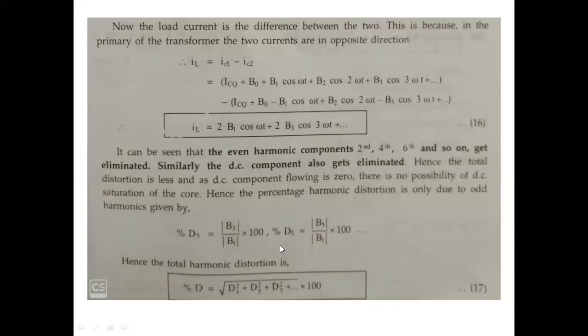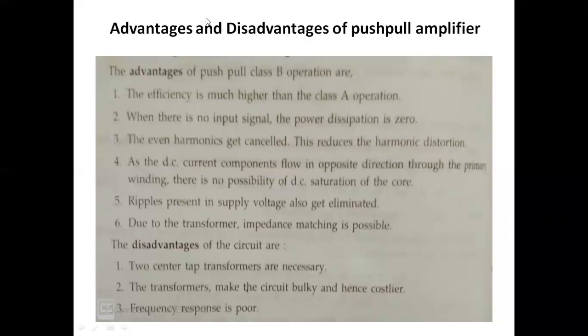That means we have only distortions due to odd harmonics, that is B3, B5, B7, and so on. The total distortion is D = square root of (D3² + D5² + D7² + ...). But in class A, we have D2², D3², D4², D5², D6², which means we have even and odd harmonics. In this case, for class B, we have only the odd harmonics; the even harmonics are eliminated. So that is about the class B push-pull amplifier.